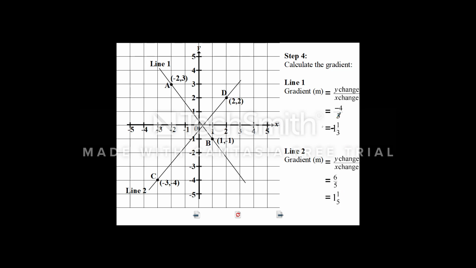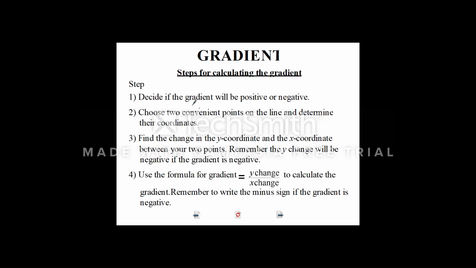So we understand that in order to work out the gradient, we have 4 steps. Here they are again. First of all, decide if the gradient will be positive or negative. That's very important. Choose 2 convenient points on the line and determine their coordinates. Find the change in the y-coordinate and the change in the x-coordinate between the 2 points that you have chosen. And remember, the y change will be negative if the gradient is negative. That means the line is sloping downwards, like this, from left to right. Then use your formula that the gradient is y change over the x change to calculate the gradient. And remember to write the minus sign if the gradient is negative.